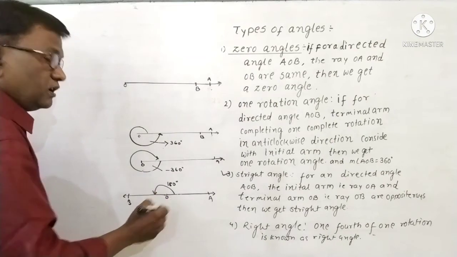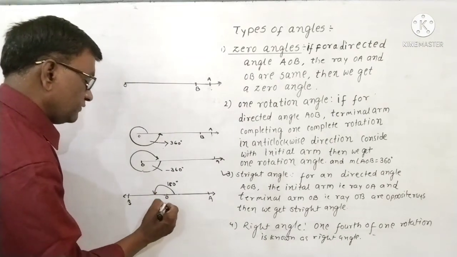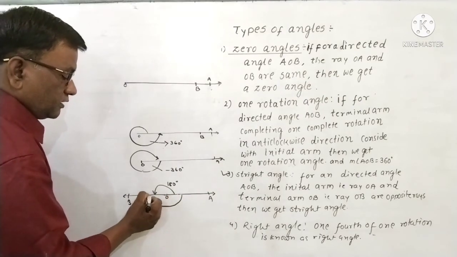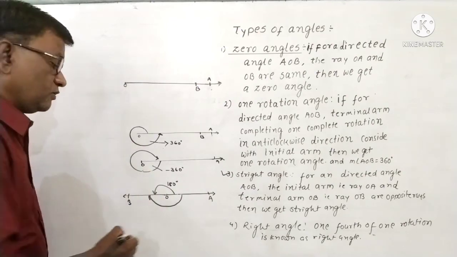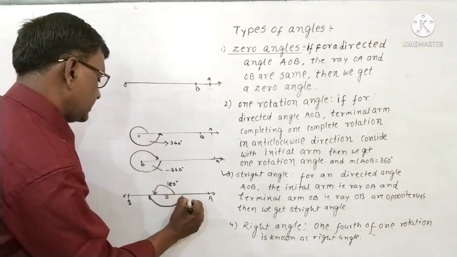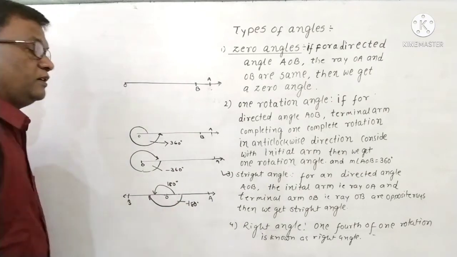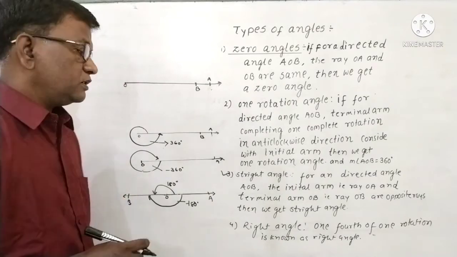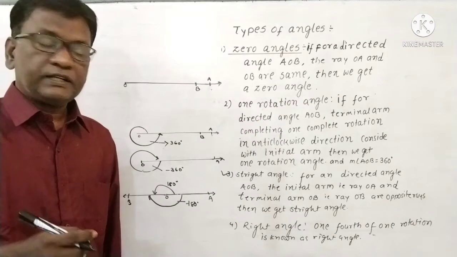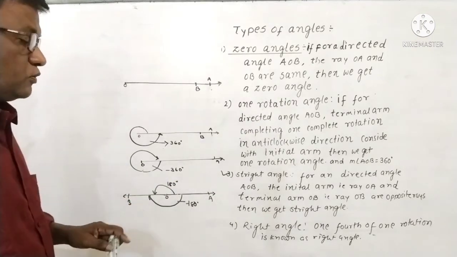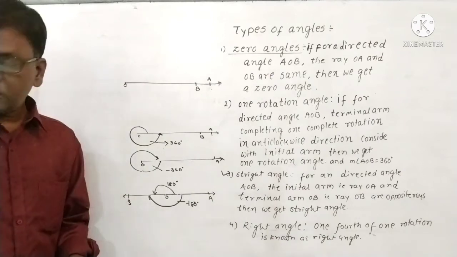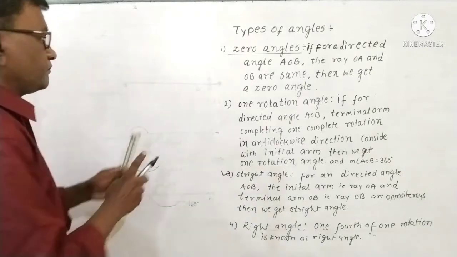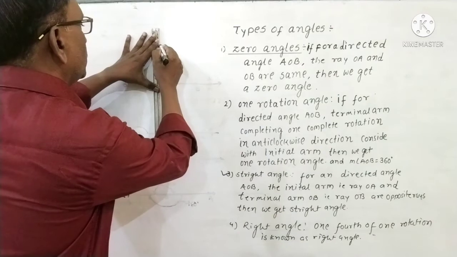And when it is negative, when the terminal ray moves in this way, clockwise sense, then the angle is negative and is written as minus 180 degrees. It is also called a half rotation angle, or a straight angle. Right angle: one-fourth rotation of the angle is a right angle. See here, one-fourth rotation. How will you show it?